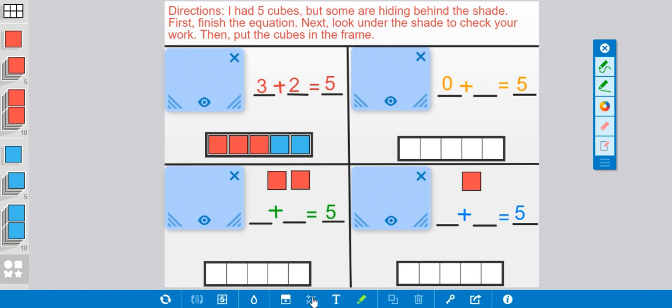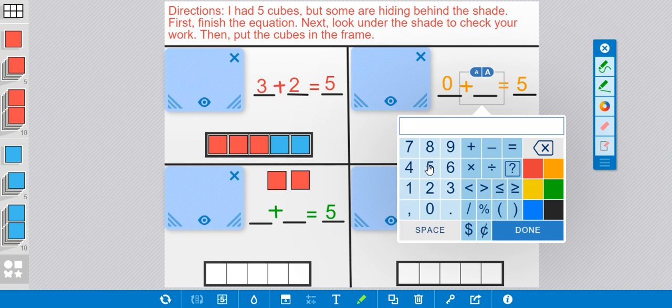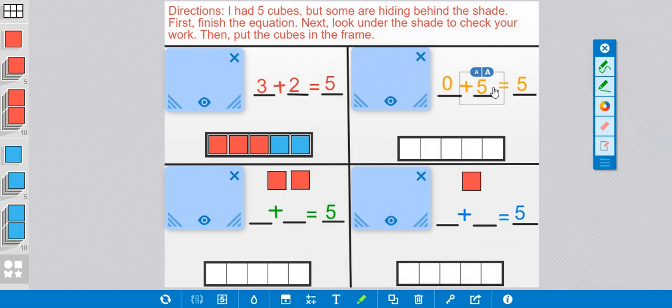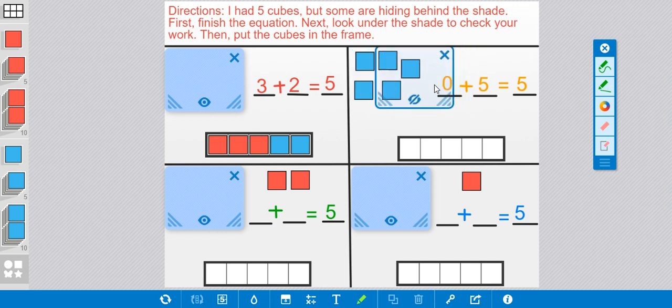So I'm going to get my calculator tool down here, and I'm going to type in a 5, and I hope I'm right. Do you think I'm right? Let's see. Let's take a peek. 0 plus 5 equals 5. Sounds pretty good to me. 1, 2, 3, 4, 5. I am correct. All right, I'm going to move my shade over.